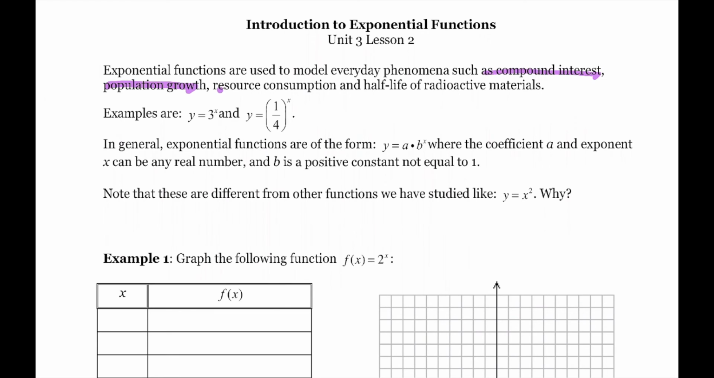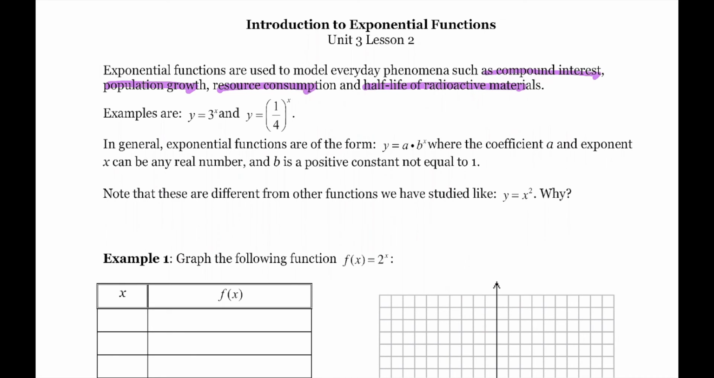population growth, resource consumption, and in chemistry and science, something like half-life of radioactive materials. I would also say that in our time of COVID-19, exponential functions are very prominent in today's discussion around the math of how much the virus is being spread amongst our population. But we're going to probably take the opportunity to explore these real-life applications later on in the year when we look at sequences and series, where the use of exponential functions comes back.